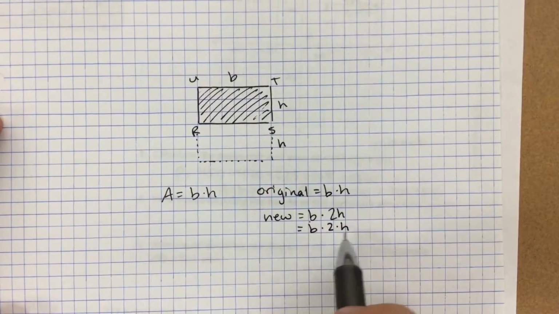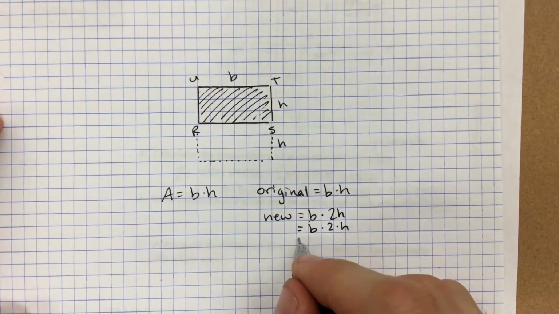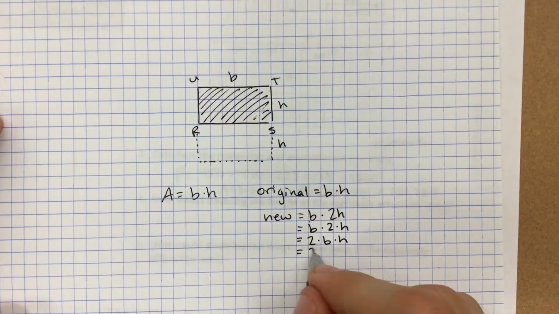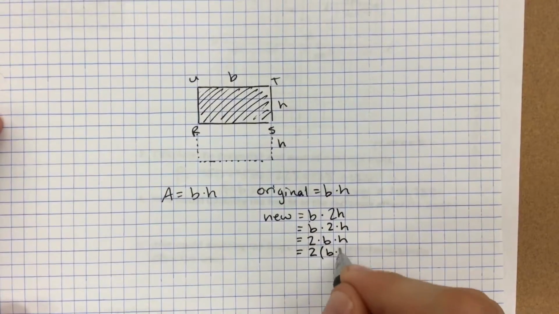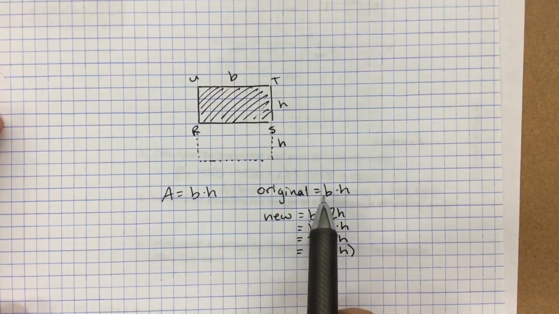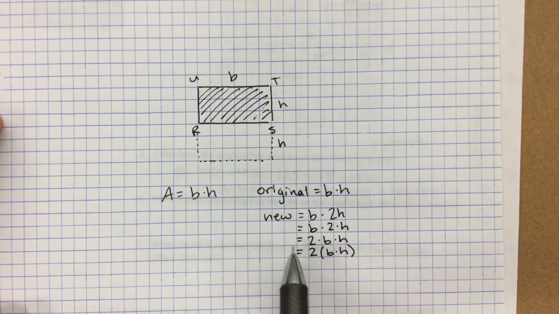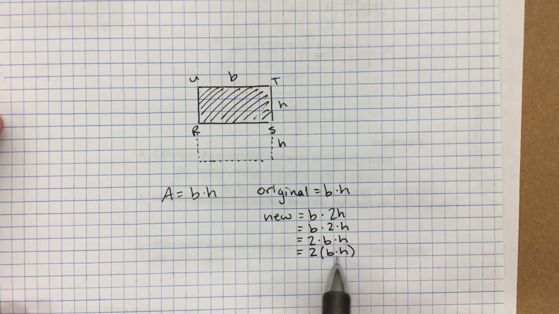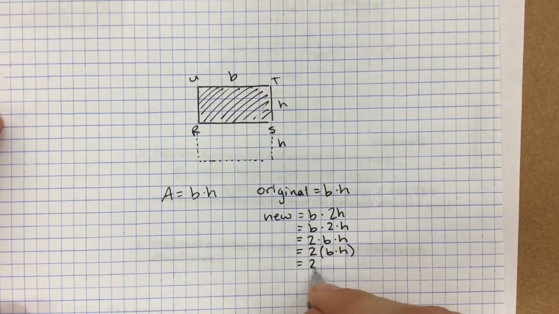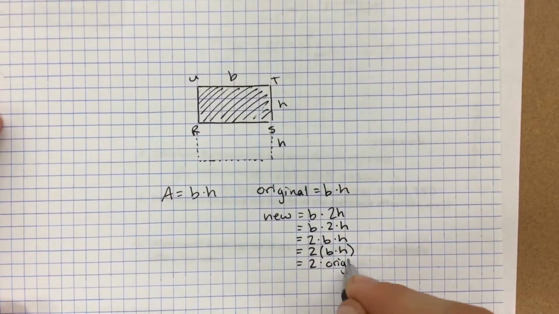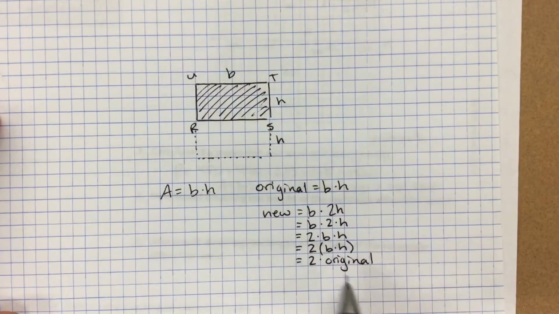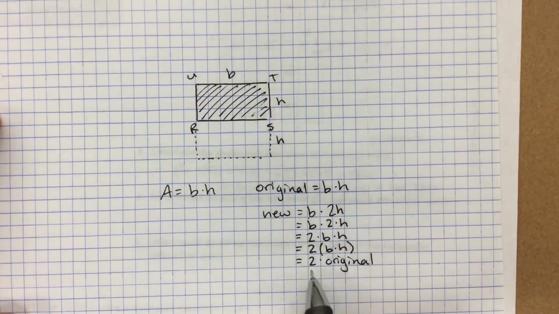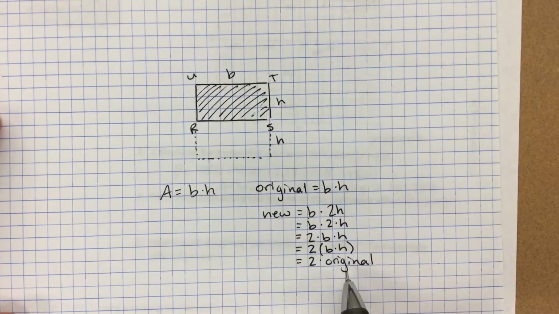And then with multiplication, we know that we can flip numbers around. It doesn't matter what order they're in, so I'd say it's equal to 2 times base times height, which another way I could write is 2 times the quantity, base times height. So if we look at our original, we have base times height. If we look at our new rectangle, we wrote all this, and the reason we did that is because we can see it's 2 times base times height, which is the same as 2 times our original rectangle, or the original area. So this means that when we double our height, we double our area. We have 2 times our original area, whatever our original area was.